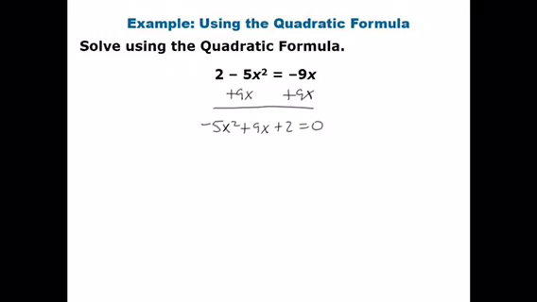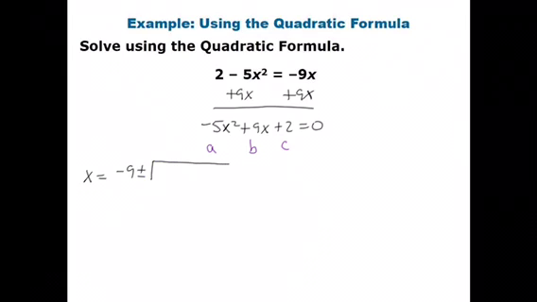And looking at this, I know that I have my a, b, and c values. So I'm going to plug all of this into the quadratic formula. Well, that means I have x equals negative b, which would be a negative 9, plus or minus the square root of 9 squared minus 4 times negative 5 times 2, all over 2 times negative 5.